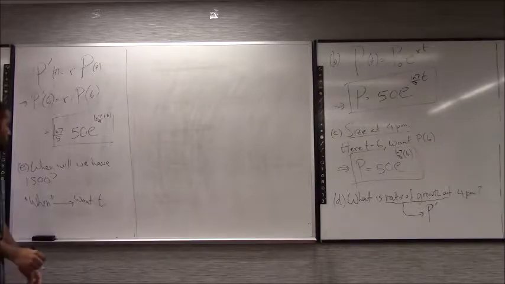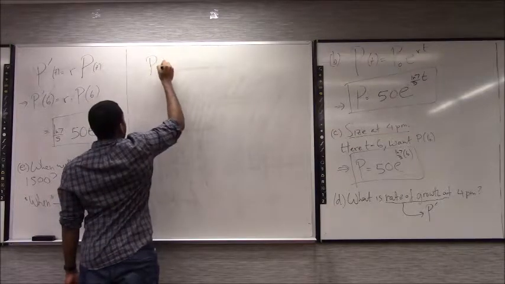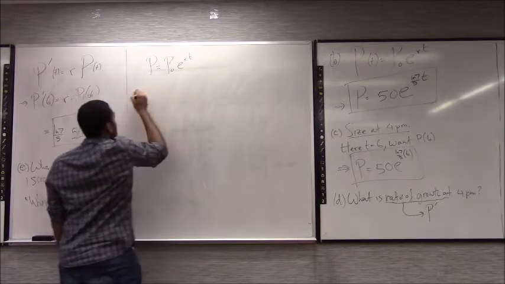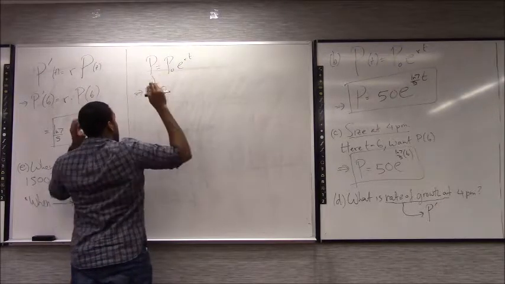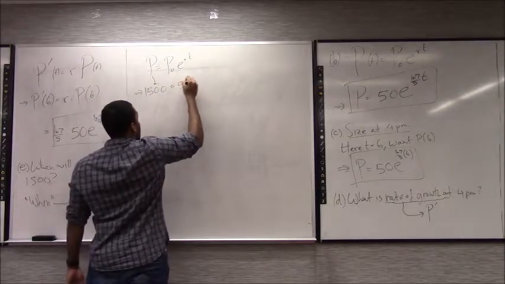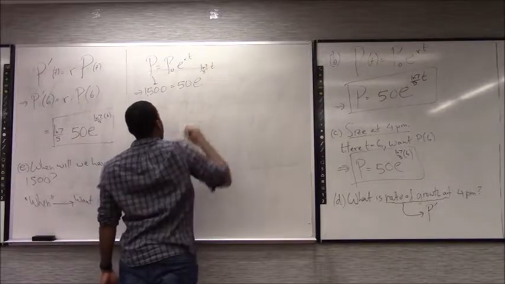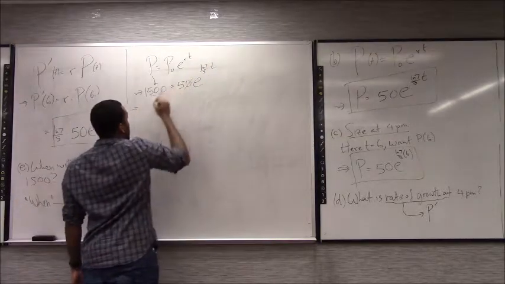So 1,500 is equal to 50e to the ln of 7 over 5 times t. Right, so we know this is true, and so we know that 1500 is what we want the current size to be. It starts off with 50, e to the ln of 7 over 5 times t, and we want to find that t. So we can divide by that.